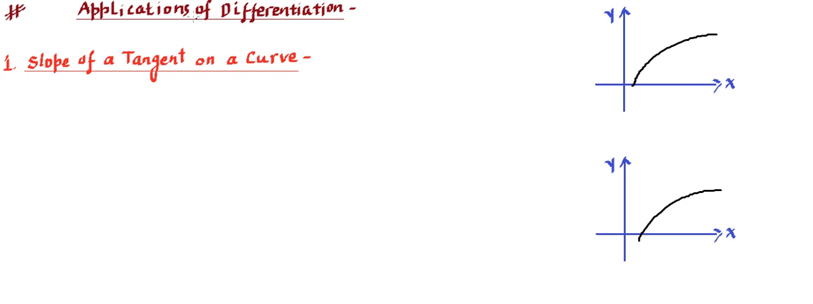So in applications, the first application I have listed over here is the slope of a tangent on a curve. If there's a curve and we draw a tangent, then the slope of that tangent is given by the differentiation. So let's try to learn how that slope of a tangent becomes differentiation using the concept or knowledge of differentiation that we have got in the previous lecture.